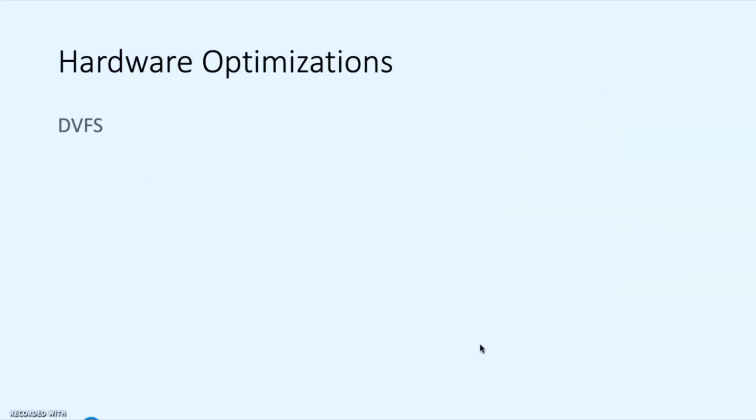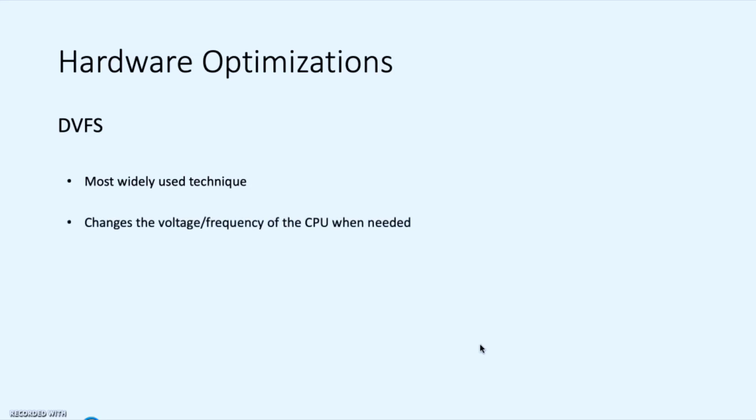The next technique is dynamic voltage and frequency scaling. It's a widely used technique, and even an old technique. What this does is, whenever the resources are limited, it will change the voltage or the frequency of the CPU. For example, Intel has a turbo boost mode, which switches back and forth between the highest frequency and the lowest frequency based on the resources and some other constraints.